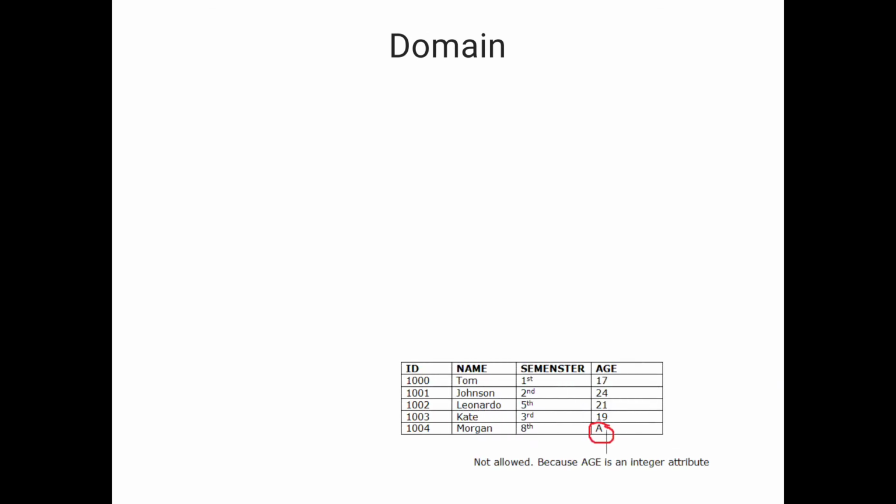Coming to the domain, we already know the information regarding the domain constraints. Already in the previous sessions we have discussed this concept. Here please observe the age field. The age is related to the integer data type, but in the last tuple, that means id 1004, the age is filled by a character. So this is related to the domain constraints.